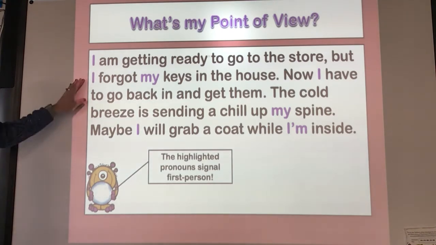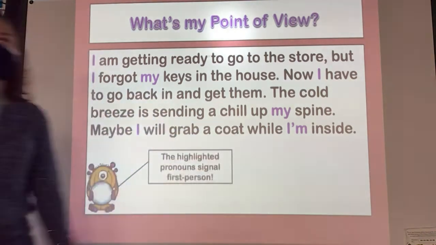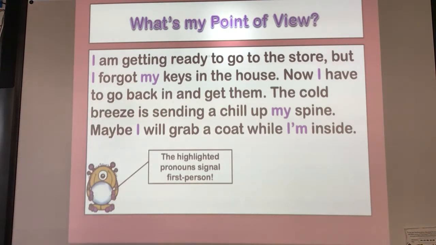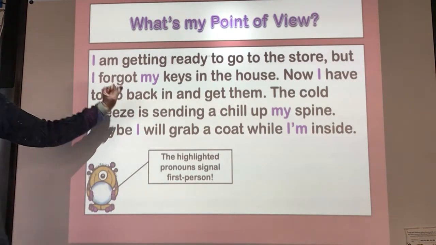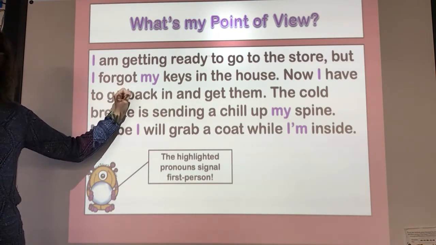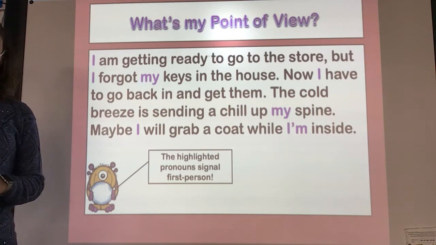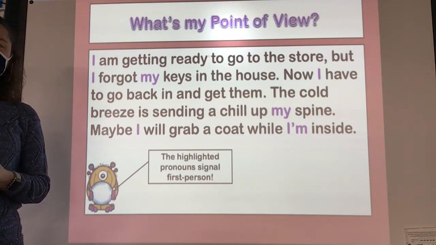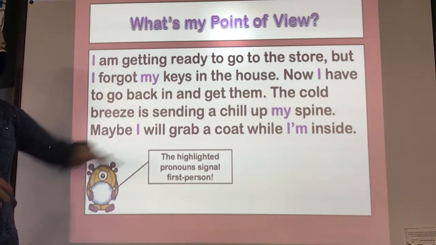Let's try another one. Here's your clue words: I, me, my, I'm. Okay, we don't get a name of any kind, just a lot of pronouns. When would we, in first person writing, get somebody's name? It's possible. When, Nick? Like if, say, I'm the narrator and I'm saying that someone did something else. Then we might get another character's name.